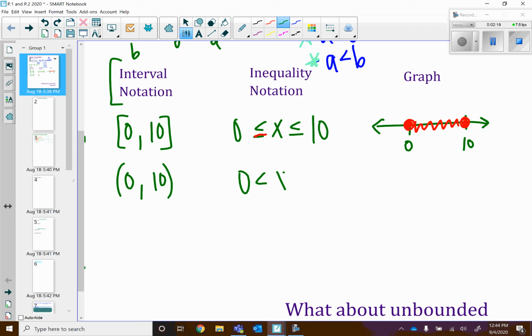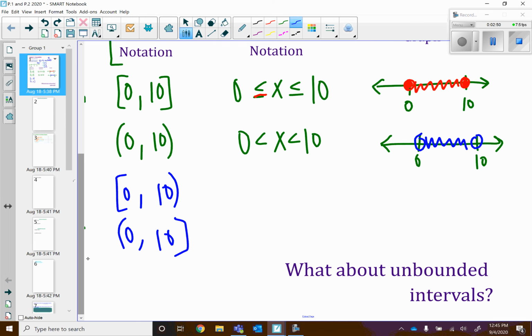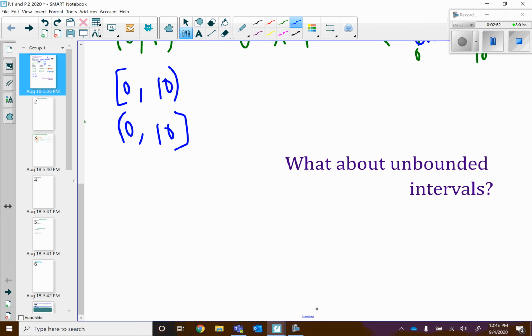0 is less than x, which is less than 10, so we're not actually including 0 or 10, and we denote that on a graph by using an open circle. So we're going to look something like that. Then, of course, you can either have the equal on the left and not the right, or on the right and not the left. And I'm actually not going to go through those because realistically, it's very similar to what we just did.